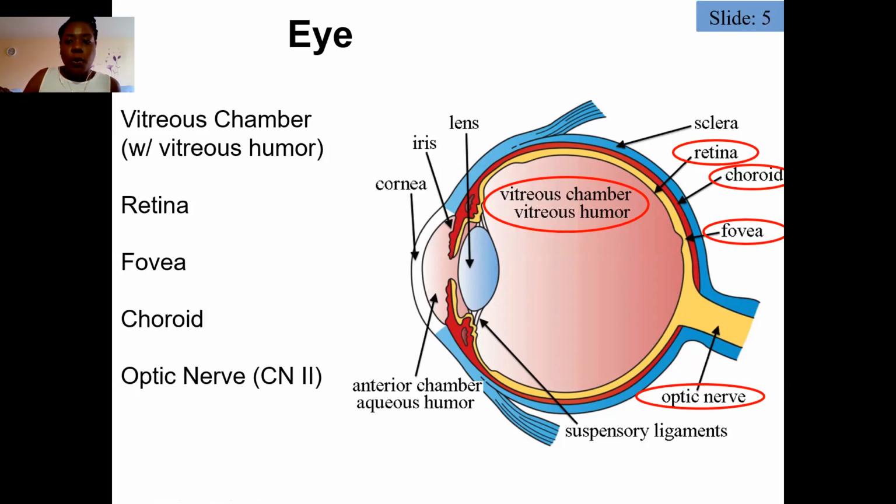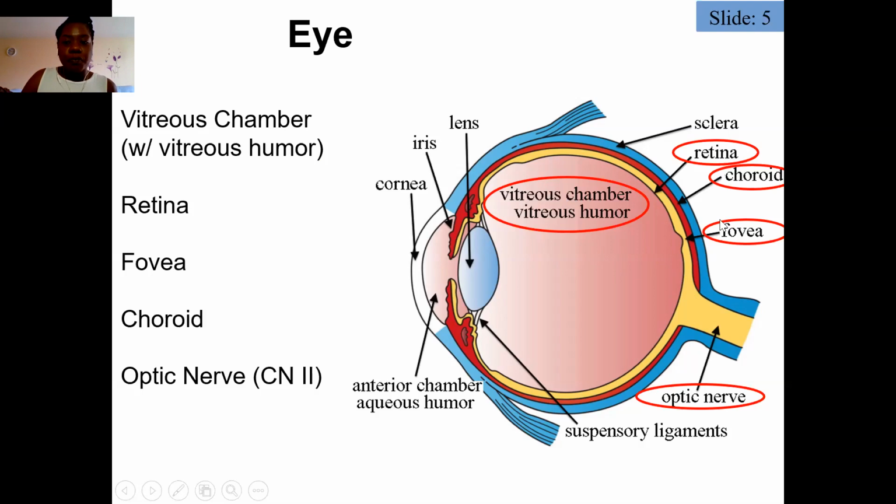Other structures here we want to point out: the retina. I talked about the retina earlier, but the retina is the sensory innermost layer of the eyeball responsible for picking up the light, picking up the sensory information that is projected from the light that is entering our eyes, making sense of that and projecting it via the optic nerve to the respective areas of the brain.